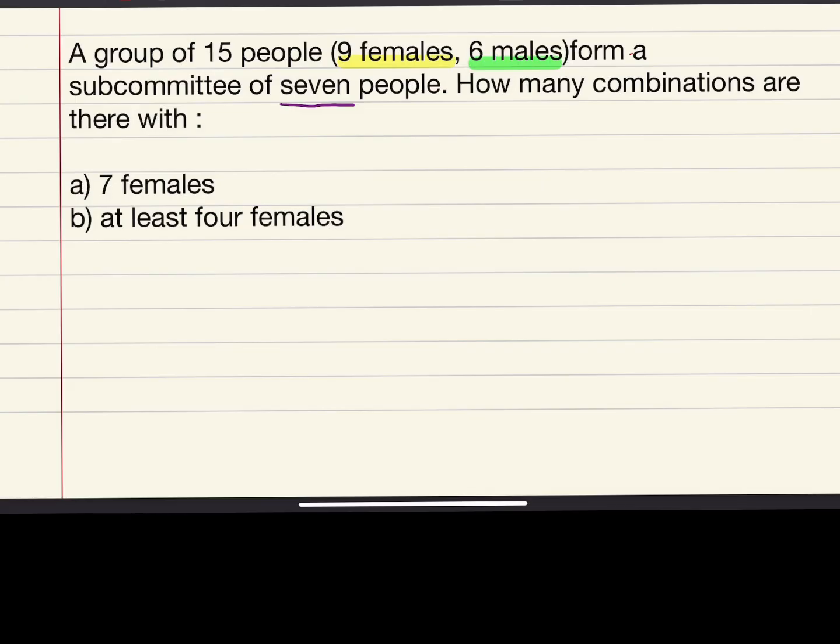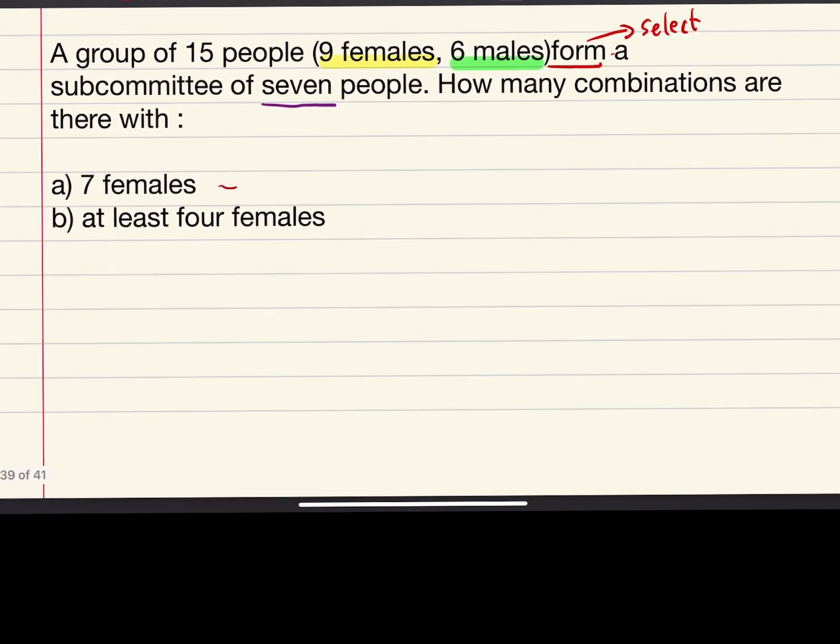So the first problem reads, a group of 15 people, 9 females and 6 males, form a committee of 7 people. So here, I'm going to underline that word form because that's another word that kind of indicates a combination, because you're basically selecting, right? And it doesn't really matter how you do that. And that's in particular what makes this question a combination question. So, how many combinations are there with exactly 7 females, and then at least 4 females?